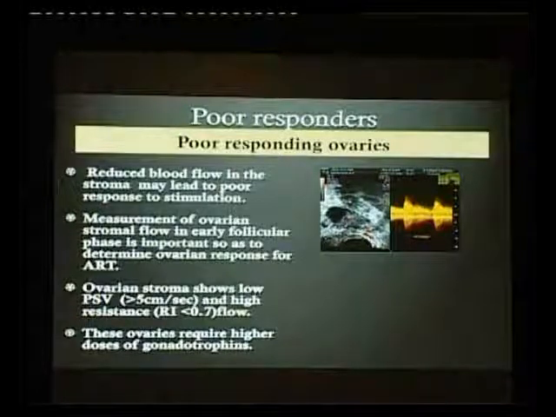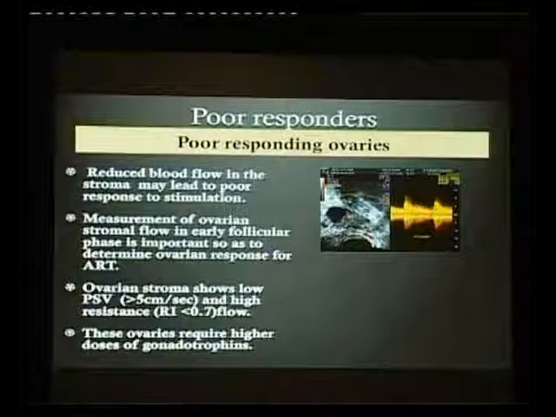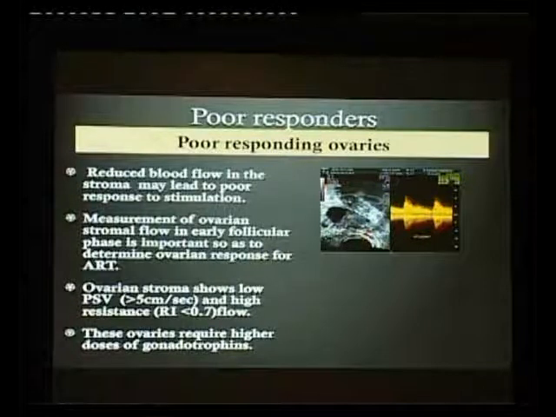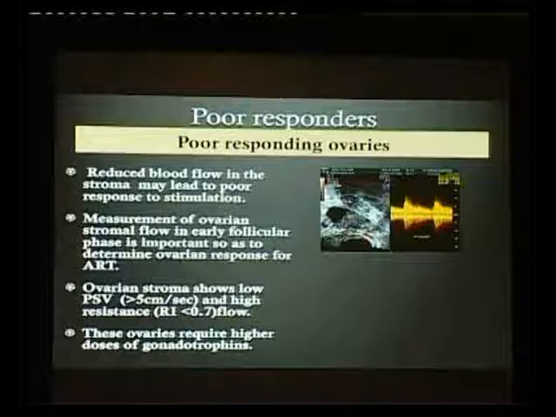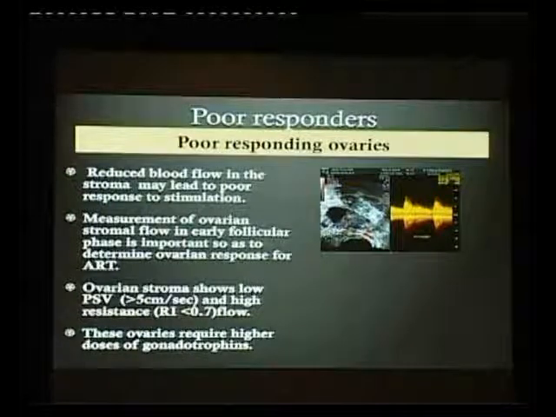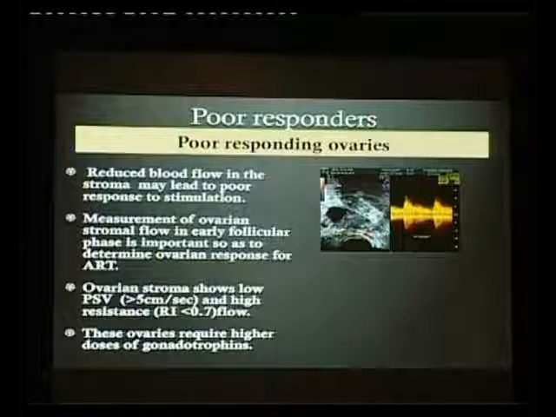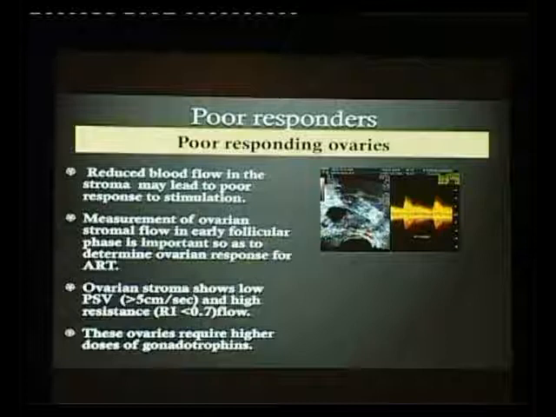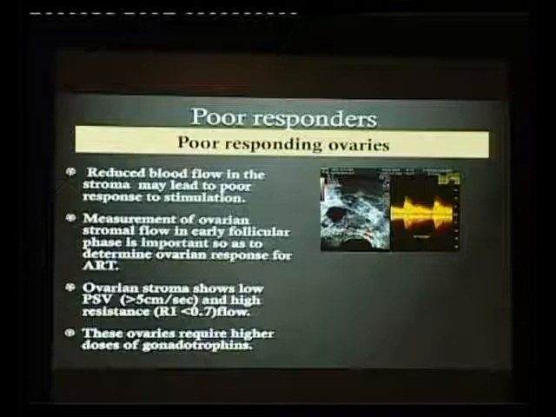And then I'll talk about the poor responding ovaries. Reduced blood flow in the stroma may lead to poor response to stimulation. Measurement of ovarian stromal volume in the early follicular phase is important so as to determine the ovarian response for ART. Ovarian stroma shows low PSV, that is less than 5 centimeters per second, and high resistance, that is RI more than 0.7. These ovaries require higher doses of gonadotrophins. Therefore, on an ultrasound, we have to identify these kinds of ovaries, and thus we have to convey to the clinicians regarding the dose of the stimulation.